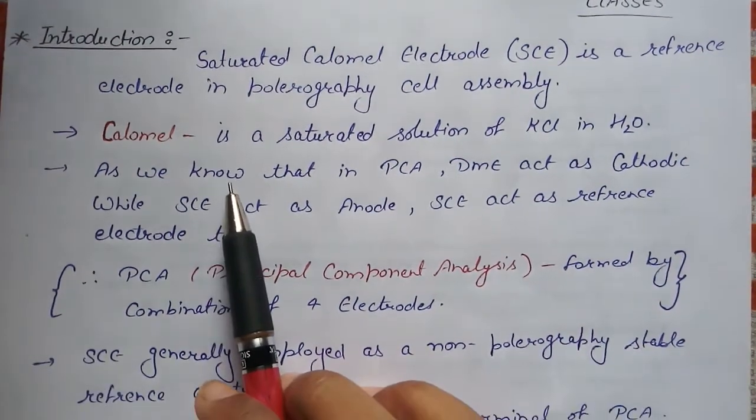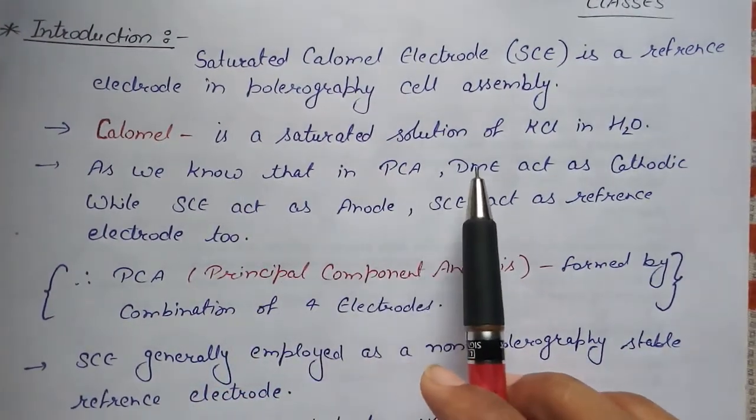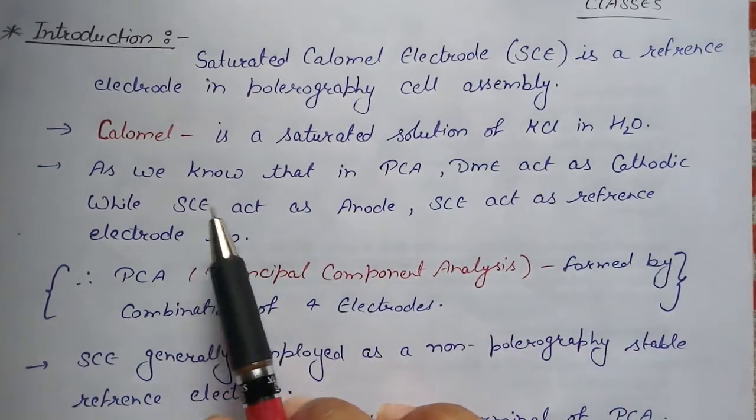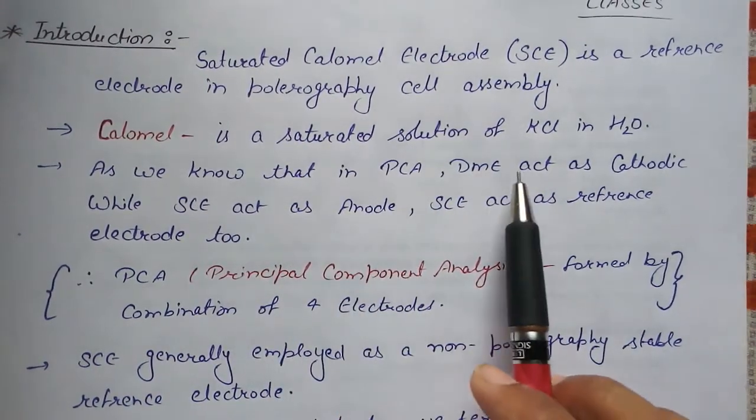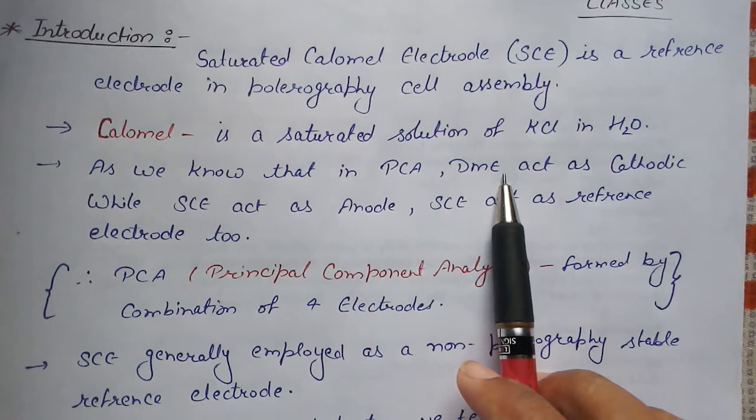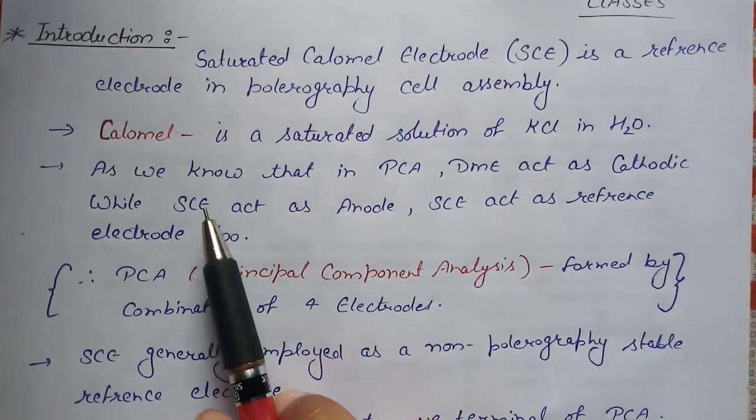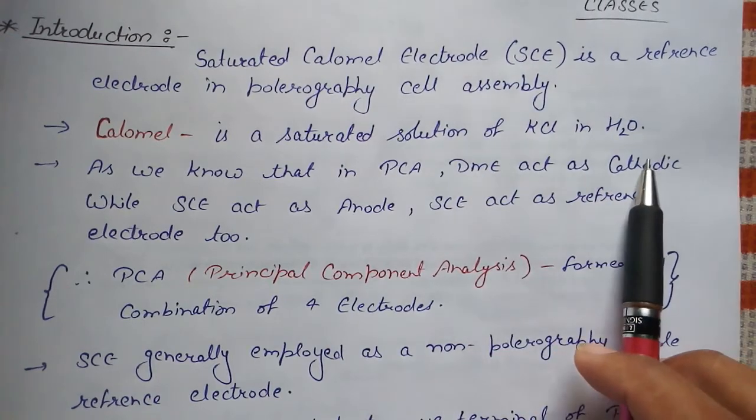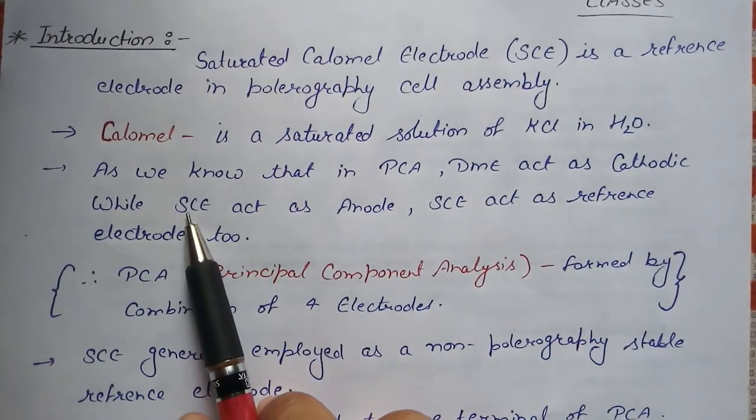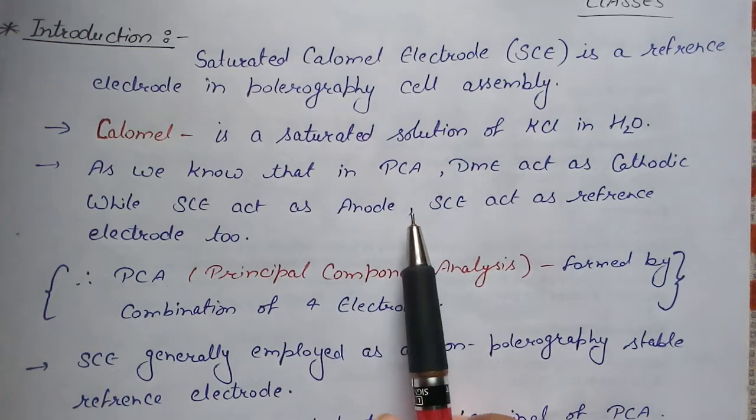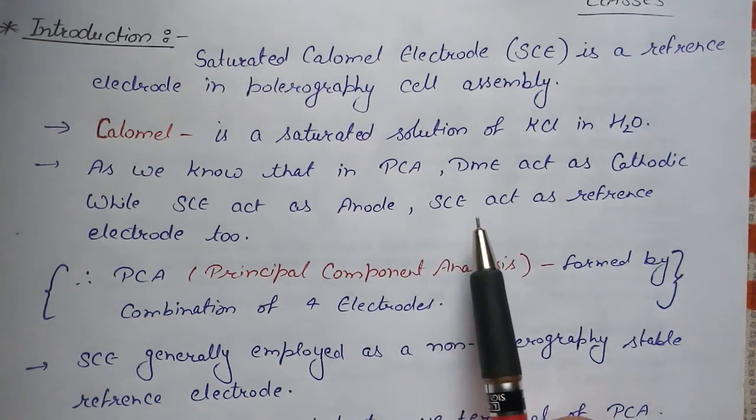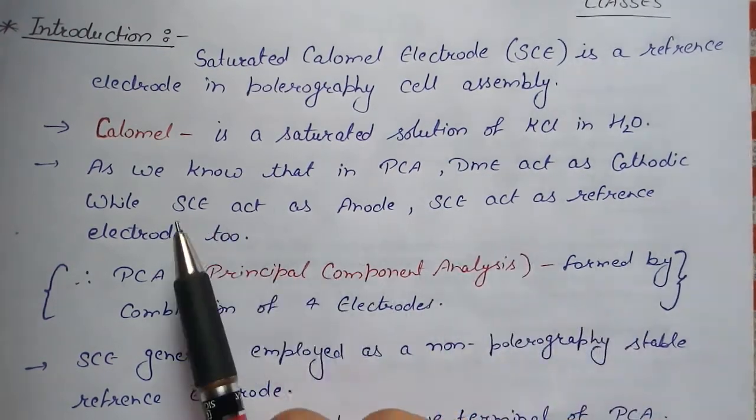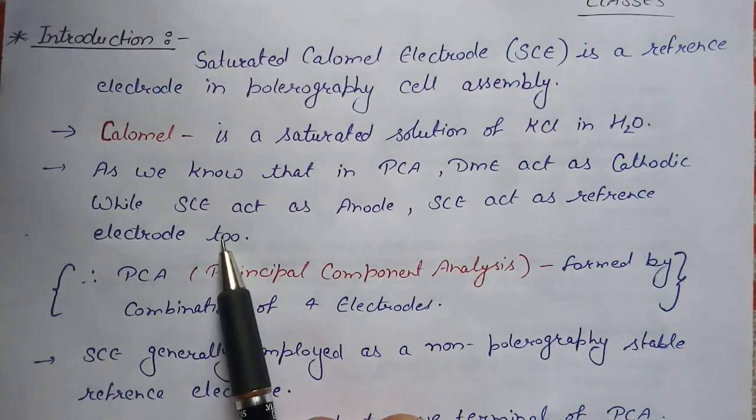As we know that in PCA, DME acts as cathode while SCE acts as anode. DME means dropping mercury electrode and SCE is saturated calomel electrode. DME, dropping mercury electrode, is cathodic while SCE, saturated calomel electrode, is anode. SCE acts as a reference electrode too.